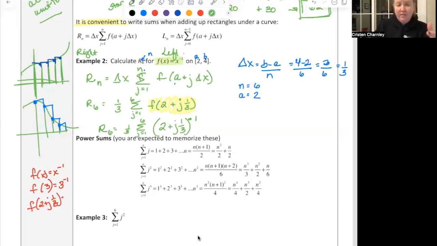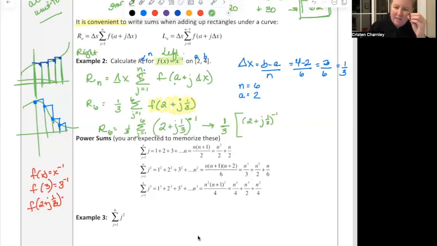So I know this looks kind of crazy. This is why where it says it is convenient, I disagree. I think to do this without the sigma notation would be a little bit quicker. But then what you would do is calculate each sum and then add them all together. So what I'm going to do is leave the 1/3 in the front. This would be 2 plus j 1/3 to the -1.